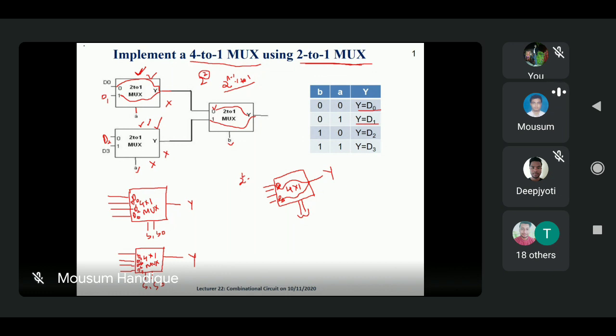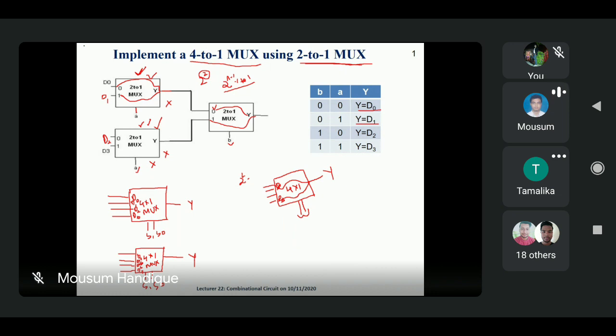Sir, the number will be 4. We need four number of 4 to 1 mux. Sir, I think we need 3.